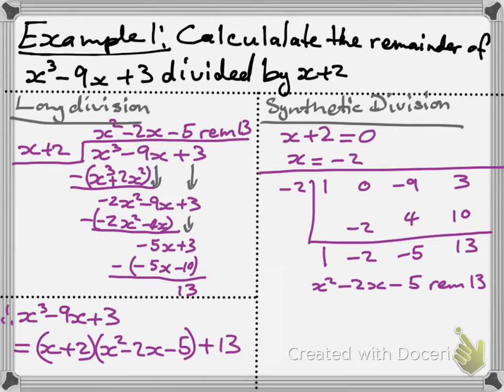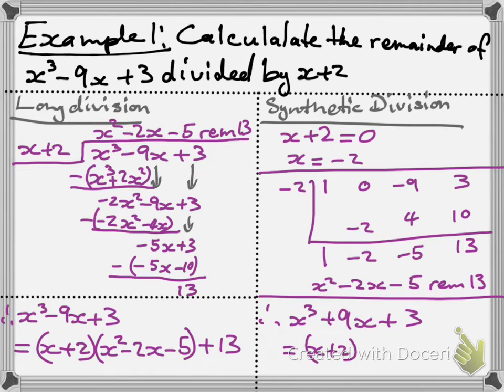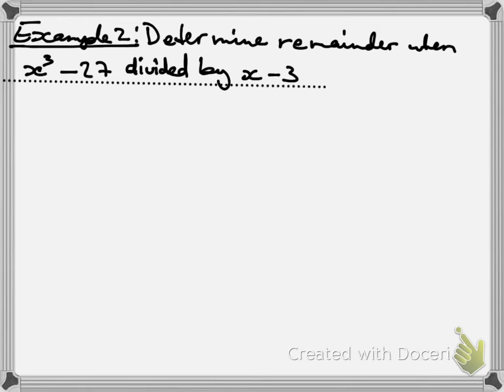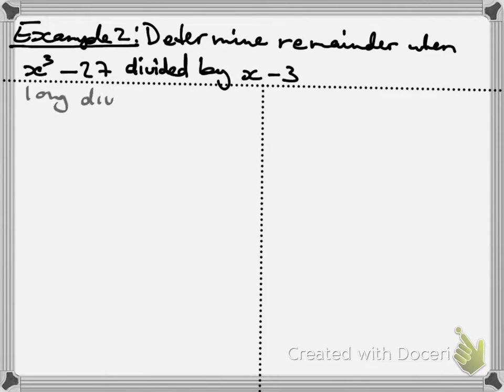Can you see that? So now we can rewrite, therefore x cubed minus 9x plus 3 will be equal to x plus 2 multiplied by x squared minus 2x minus 5 plus 13. Okay, now let's look at another example. Determine the remainder of x cubed minus 27 divided by x minus 3. So we're going to do both again, long division and synthetic methods.